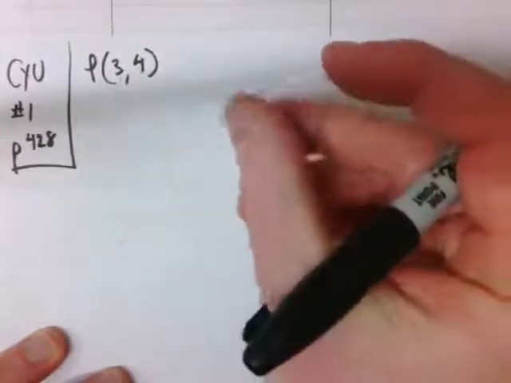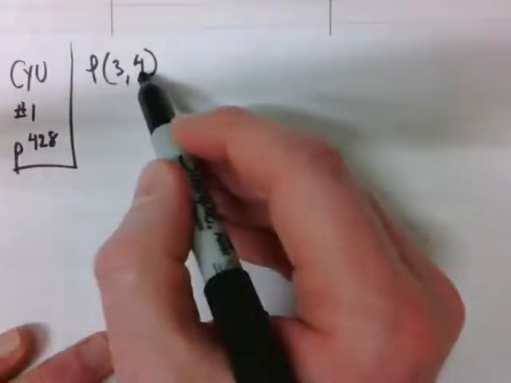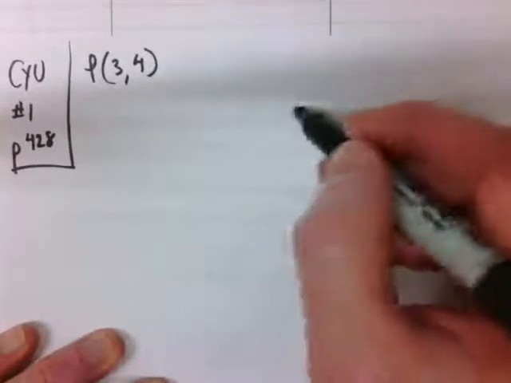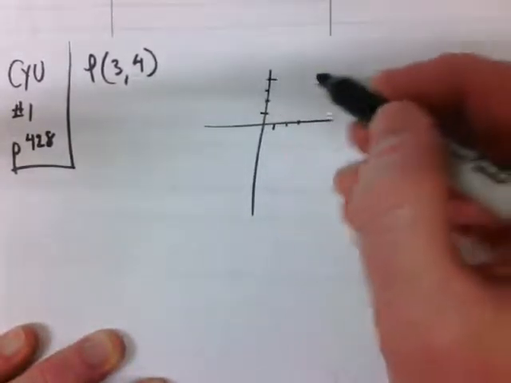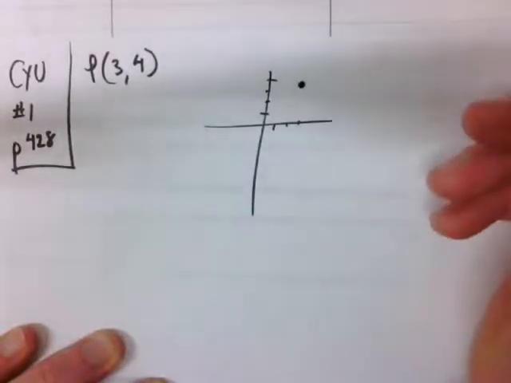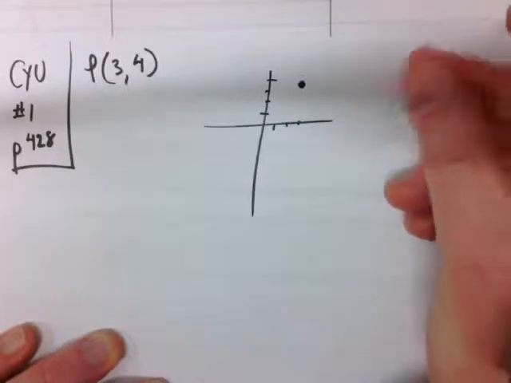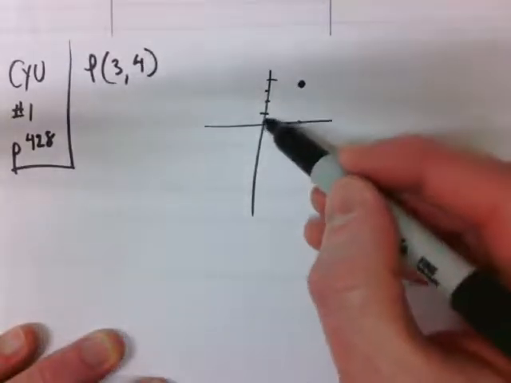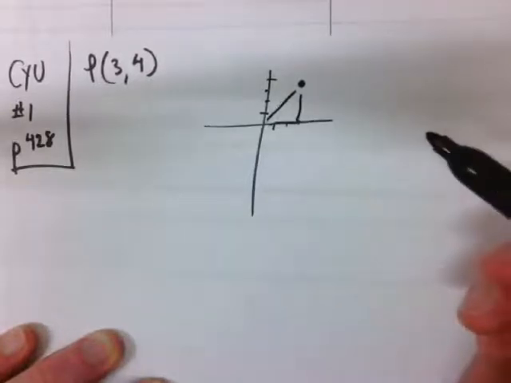This point is on the terminal arm of an angle in standard position. That's a positive 3 and a positive 4. So on the grid, it's 1, 2, 3, and then 1, 2, 3, 4. That's the point it's talking about. Now it says determine the distance r from the origin to P. Well, this, my friends, is the hypotenuse.